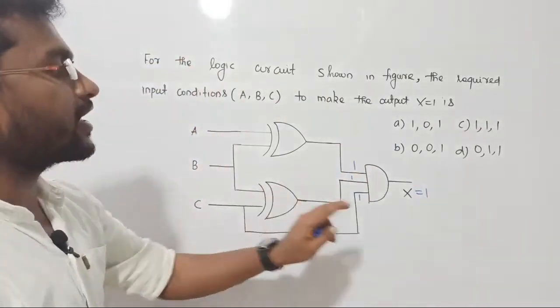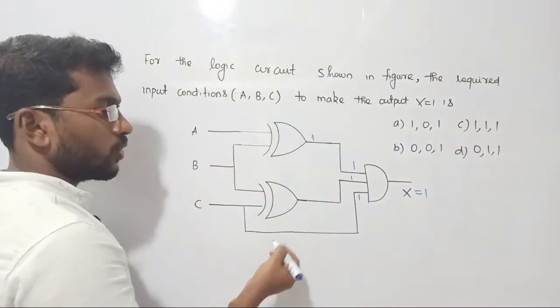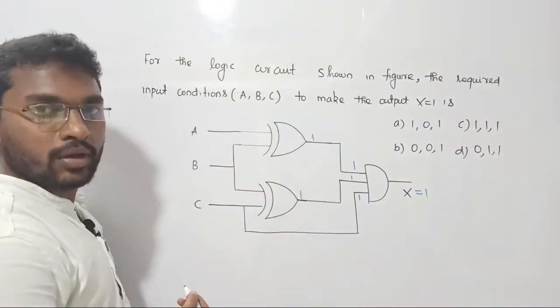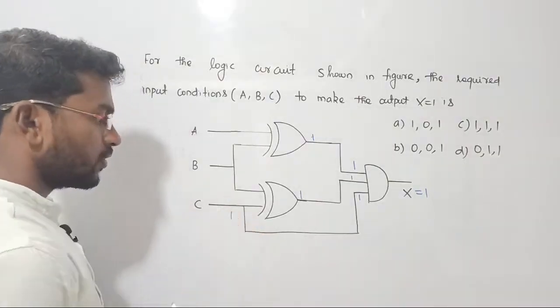That is the only case when we are getting 1 in case of an AND gate, such that here also we are going to get 1, here also we are going to get 1. Getting me? Yes. Now coming back, and C is going to be 1.